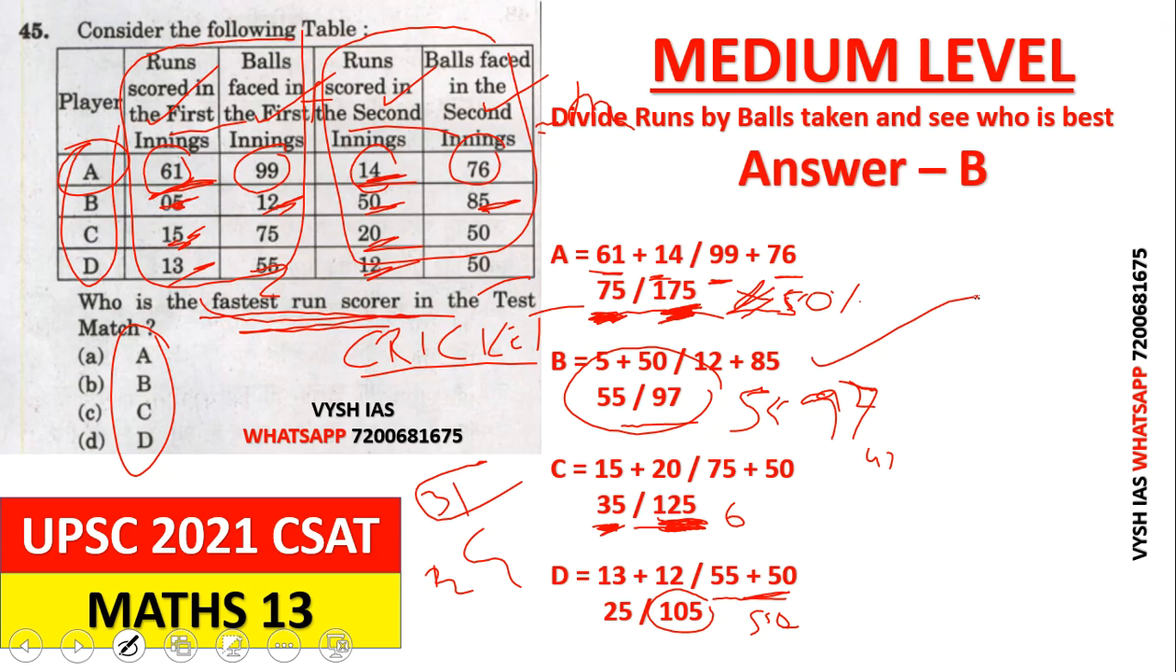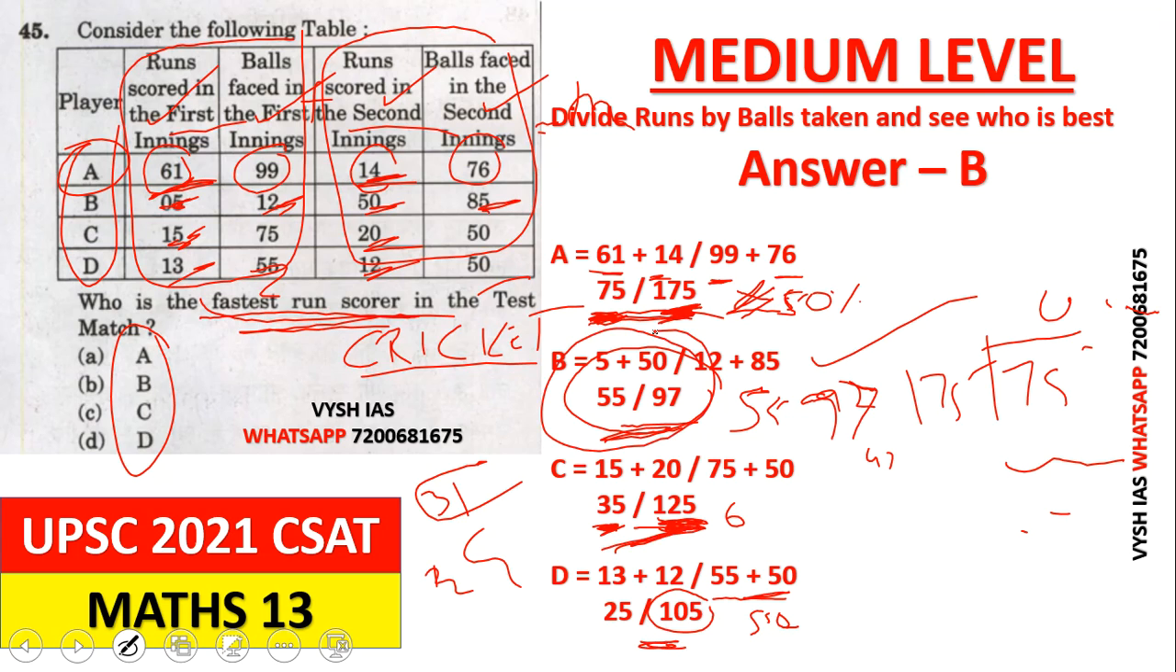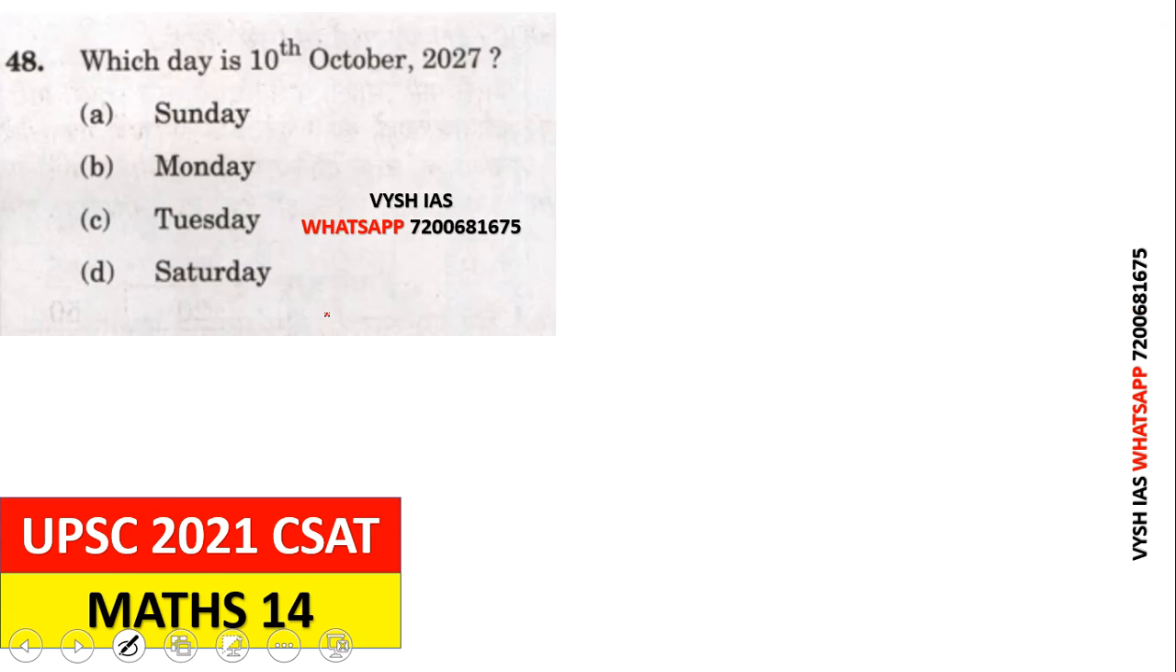So without dividing manually, because I know many people in the exam hall will sit and divide 175 by 175 and so on, and waste their time. Just have a cursory glance first. Then you will understand that three options are very drastic and one option looks much faster. 97 balls, he took 55 runs. That's a big thing compared to the others who couldn't even score 1 run every 2 balls. Hope you got the answer. Answer is B.